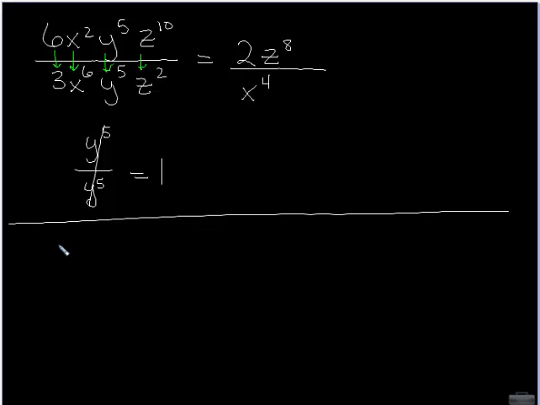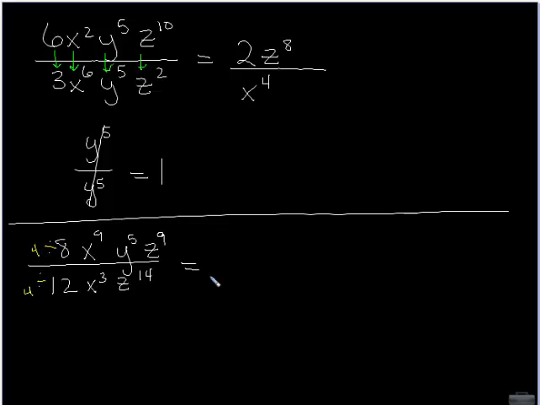If we try another one, let's do, okay, I have 8 over 12, so 8x to the 9th, y to the 5th, z to the 9th, over 12x to the 3rd, z to the 14th. 8 and 12. 12 does not divide evenly by 8, and 8 does not divide evenly by 12, but these both divide by 4. So I'm going to divide both of them by 4. 8 divided by 4 is 2. 12 divided by 4 is 3.